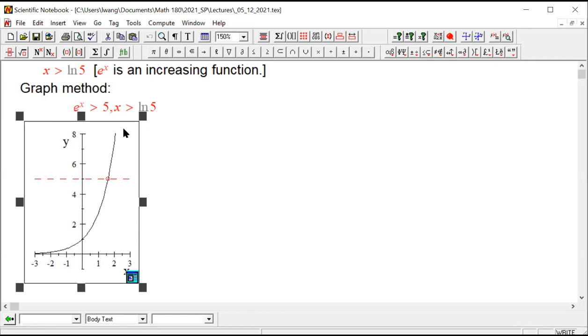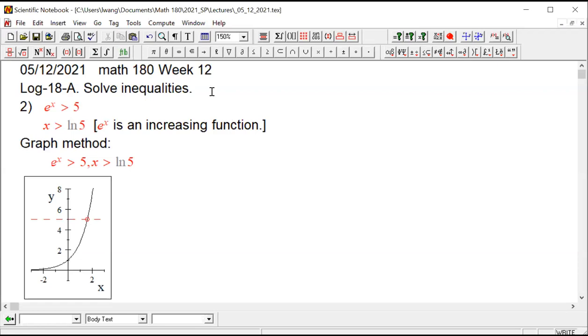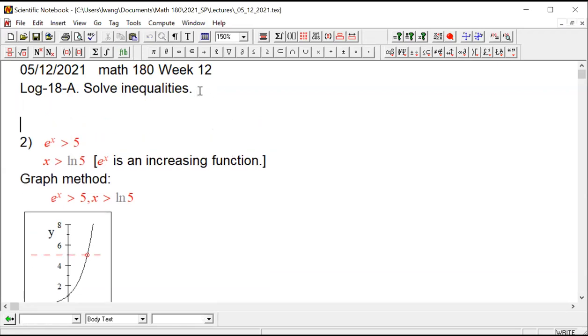Sometimes when we put it in a picture setting, a lot of things become super clear. Do you guys want to try some of these questions in 18A? They are from your calculus textbook. Number 3 is one of them. We're solving this inequality.